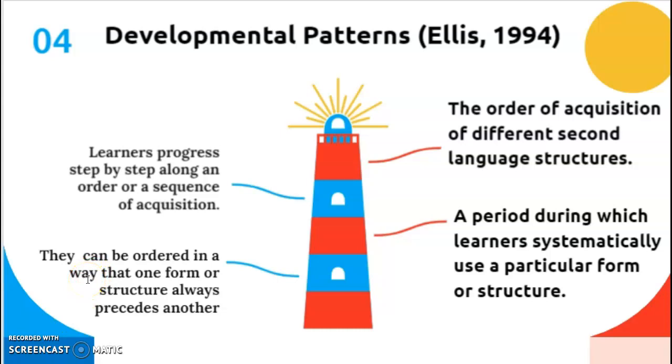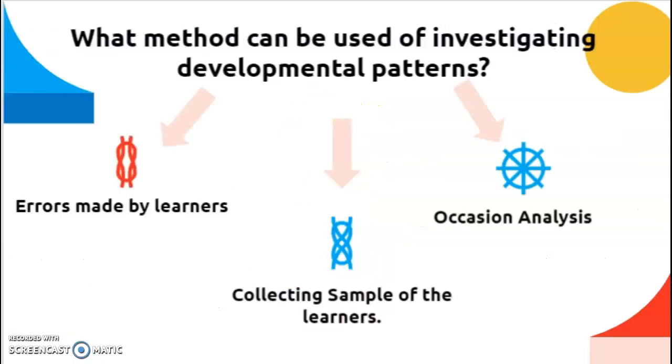Thirdly, the forms and structures used by learners at different time periods during the process of second language acquisition can be ordered in a way that one form of structure always precedes another. Last but not least, by acquiring some form or structure of a target language earlier and some later, learners progress step by step along an order or a sequence of acquisition.